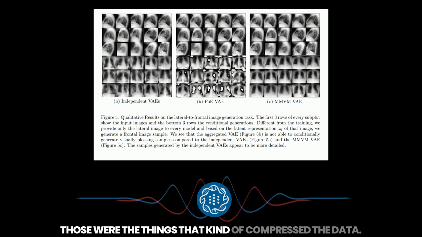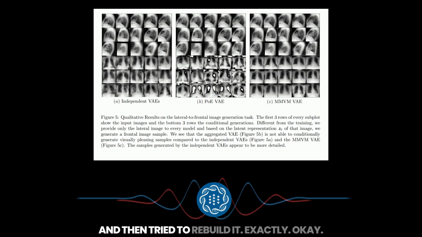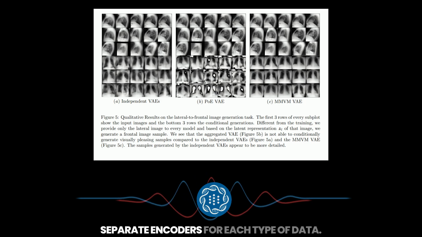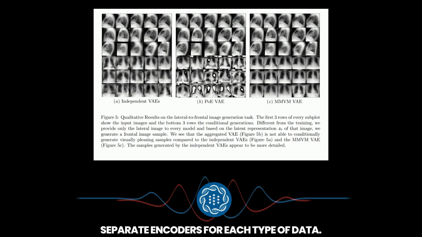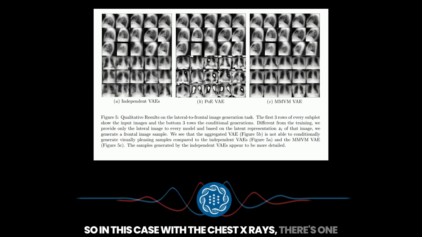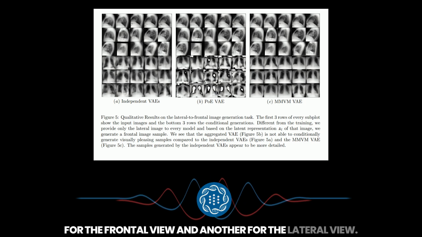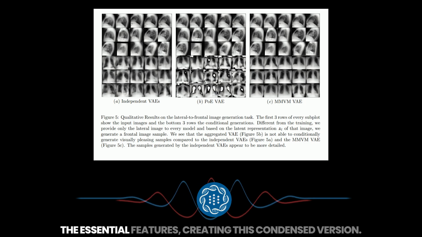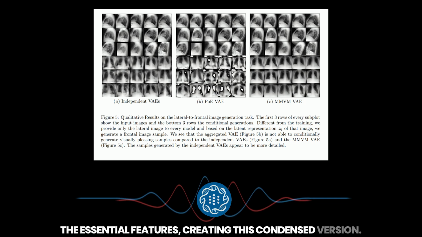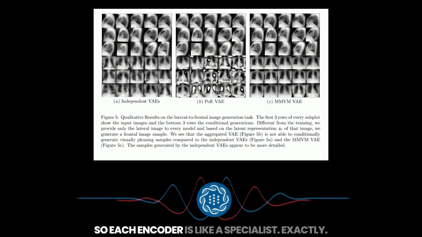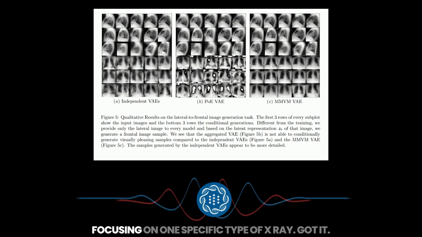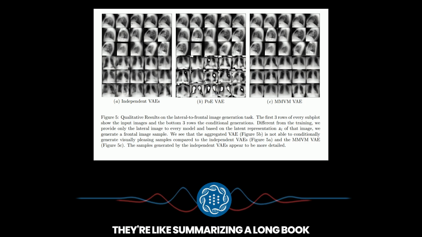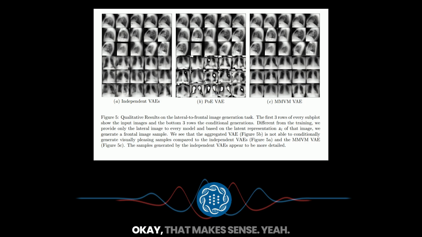Yeah, those were the things that kind of compressed the data and then tried to rebuild it. Exactly. So in the MMVM, you have separate encoders for each type of data. In this case, with the chest x-rays, there's one for the frontal view and another for the lateral view. They take the image data and extract the essential features, creating this condensed version. So each encoder is like a specialist. Exactly. Focusing on one specific type of X-ray. They're like summarizing a long book into a few key points. Okay, that makes sense.